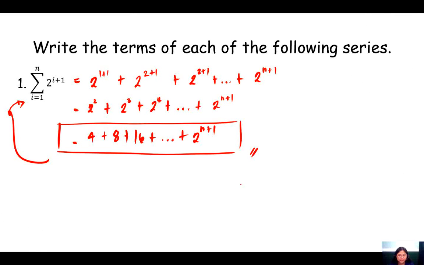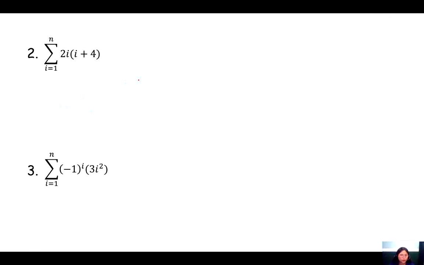Just get the simplest form. If there is anything that can still be simplified, then simplify everything. Okay, next. Let's have number 2.